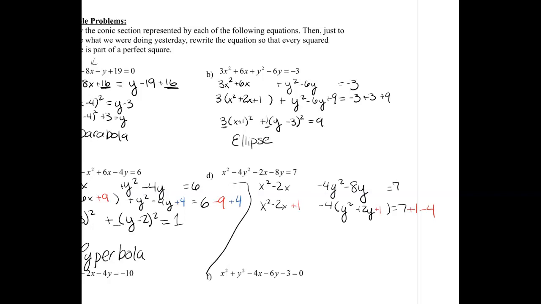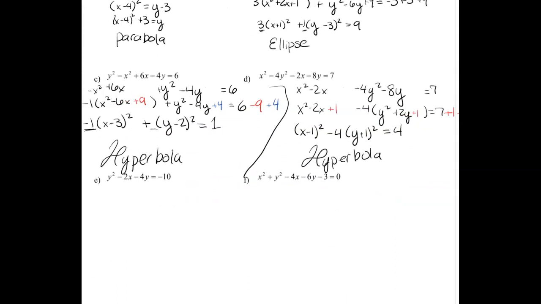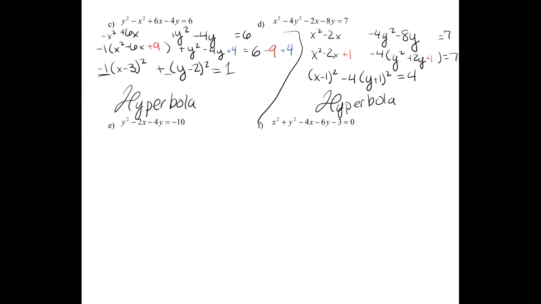Alright, so now I just need to rewrite this left-hand side, so I've got (x minus 1) squared minus 4 times (y plus 1) squared equals 8 minus 4, which should give me a +4. Again, I see my coefficients don't match. They have different signs even. So again, that's going to be a hyperbola. I know, kind of boring, right? Both of them were hyperbolas. Alright, let's go to the next one.